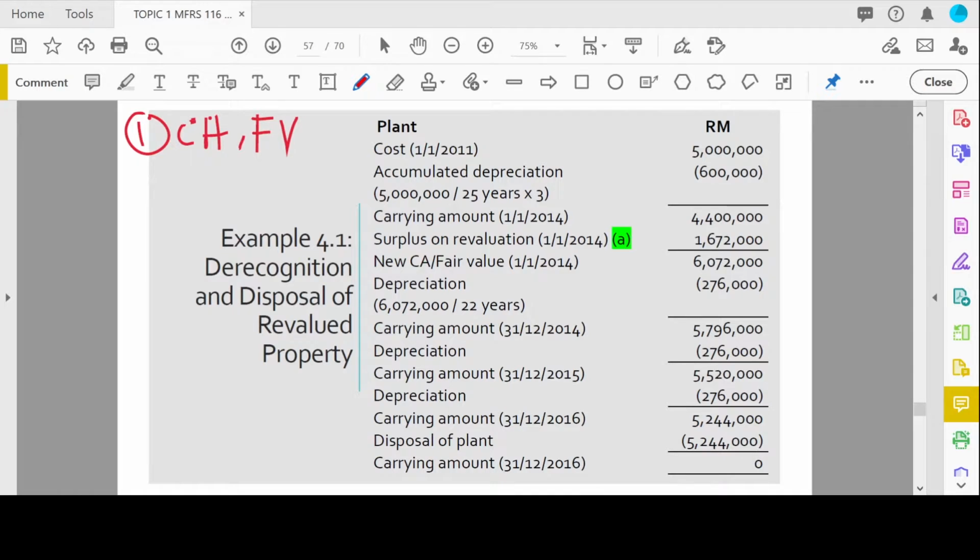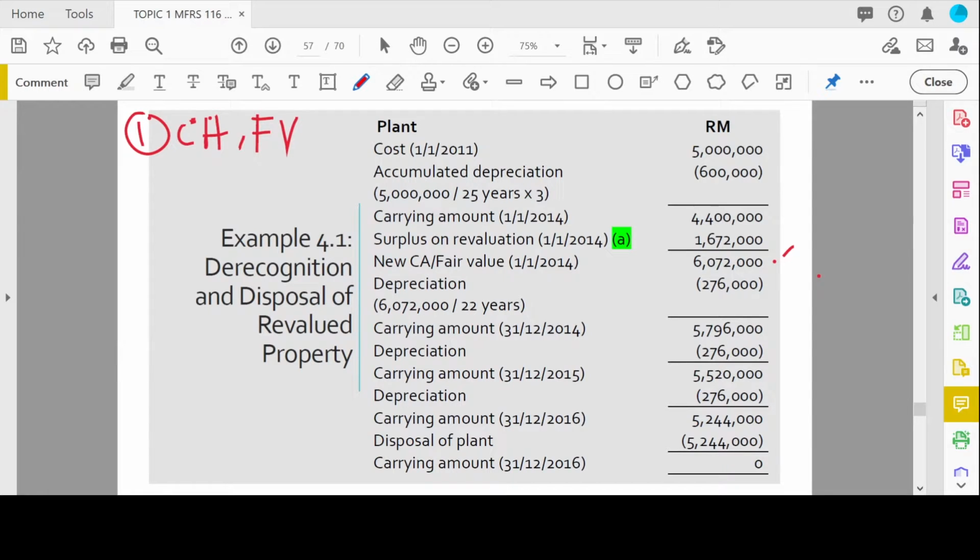So the first step that we need to do is to find the carrying amount. We already have the fair value on 1st January 2014, which is given as 6.072 million. But in our computation, we are going to start from the cost. As I always remind you, to start your working, always start from the cost so that you can see what happened to the carrying amount clearly.